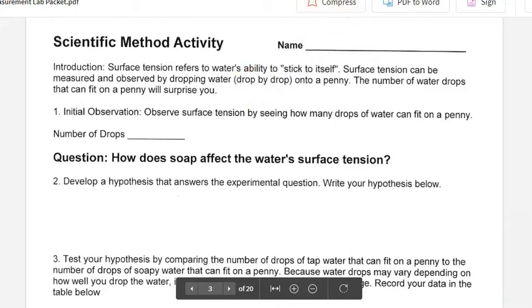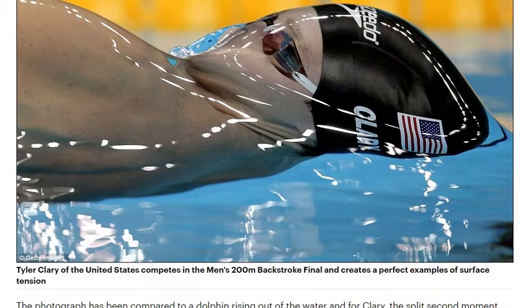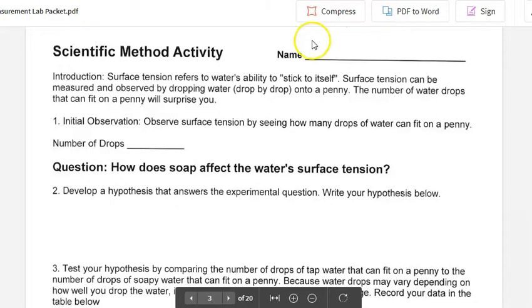If you went into Google and did a search for surface tension of water, you would see some pretty cool pictures, like this one here of an Olympic swimmer. You can see as he's emerging out of the water, his body is enveloped in that water because it has a very high surface tension. Basically, it's sticking to itself and to him. So we're going to do a lab about that and about the scientific method.